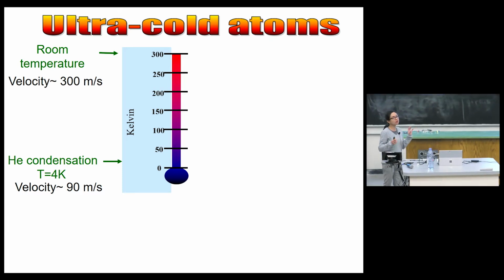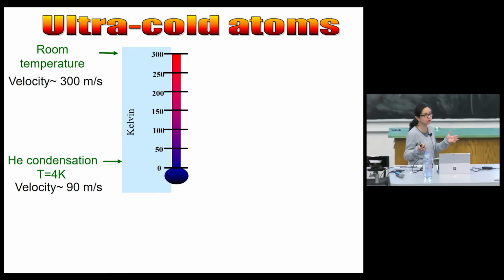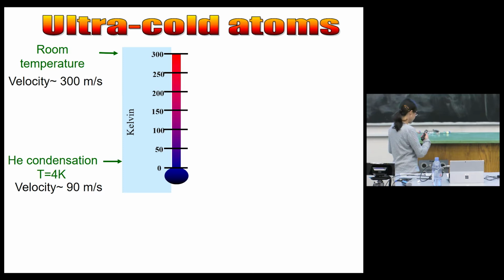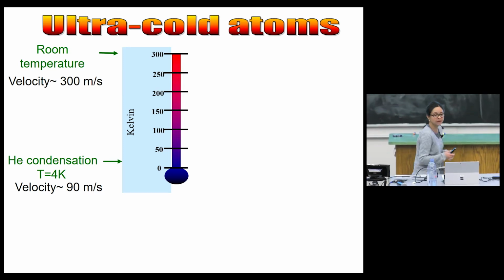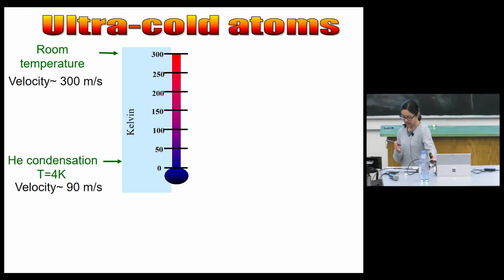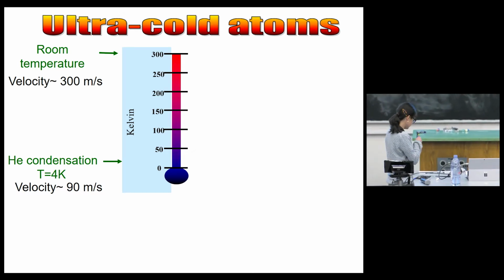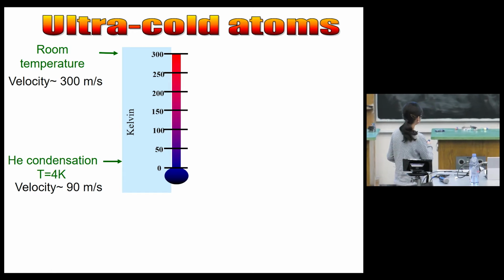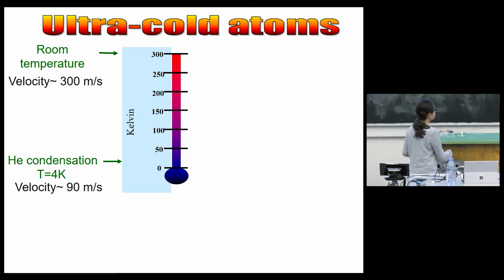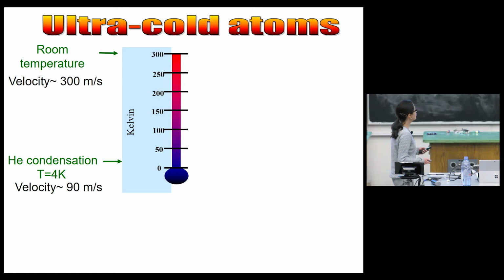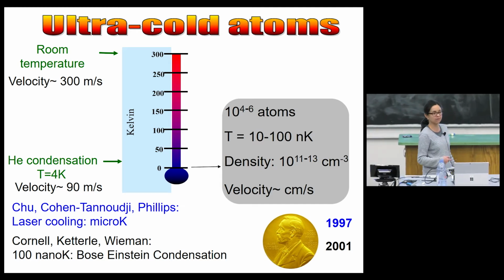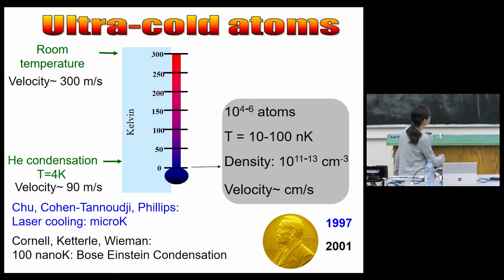If you think about the coldest temperatures that you naturally find in nature, you might think of the temperature of outer space. That is comparable with the temperature at which helium condenses, which is of the order of 4 Kelvin. Even at these temperatures, the atoms are still moving very fast, 90 meters per second. So in order to make them controllable, we have to cool the gas down to 10 to 100 nanokelvin, about a billionth of a degree above absolute zero.